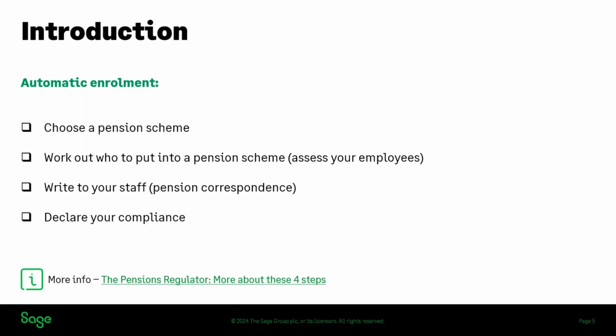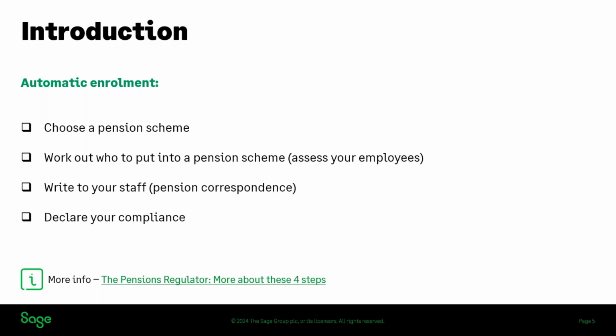Now, there are 4 initial duties, either at your staging date or what's known as your duties start date, which would be when you take on your first employee. And they are to choose a qualifying pension scheme that can be used for automatic enrolment, to work out which of your employees need to be put into that pension scheme, known as a pension assessment, writing to your staff to explain how automatic enrolment affects them, and declaring your compliance by registering with the pensions regulator.